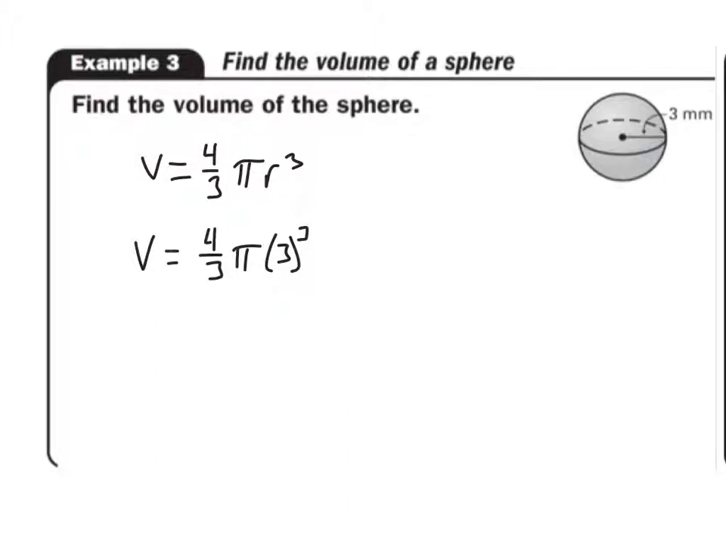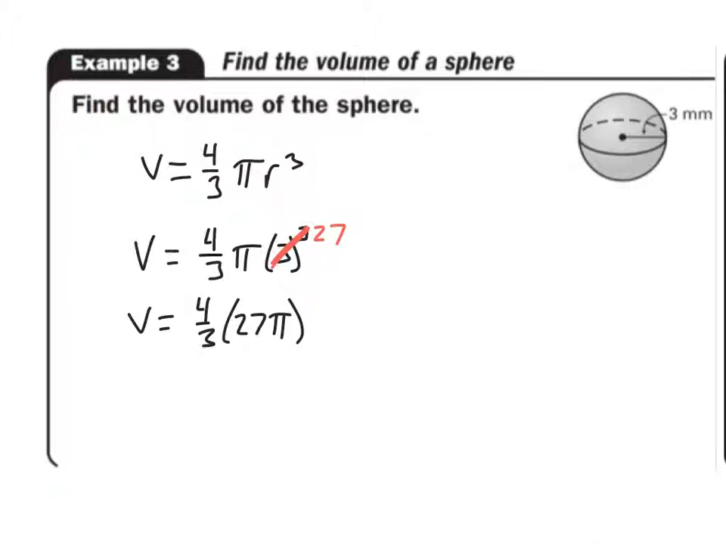What is 3 cubed? 3 squared is 9. 3 cubed is 27. Okay, I'm just going to rewrite this quick. You don't necessarily have to at this stage. So we have 4/3 times 27 pi.